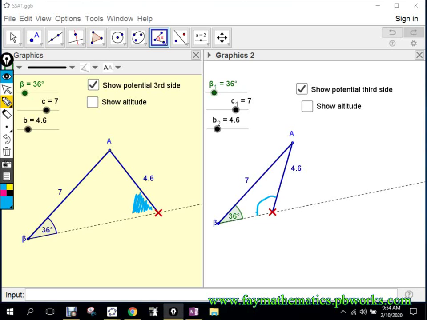The potential, when I have angle, side, side, is that information could yield zero actual triangles. They might not make one. It could yield one triangle. If it does yield one triangle, that one triangle is actually a right triangle. Or it could yield two triangles. And that case would be what we got on the board right there. So that's what we'll introduce tomorrow.